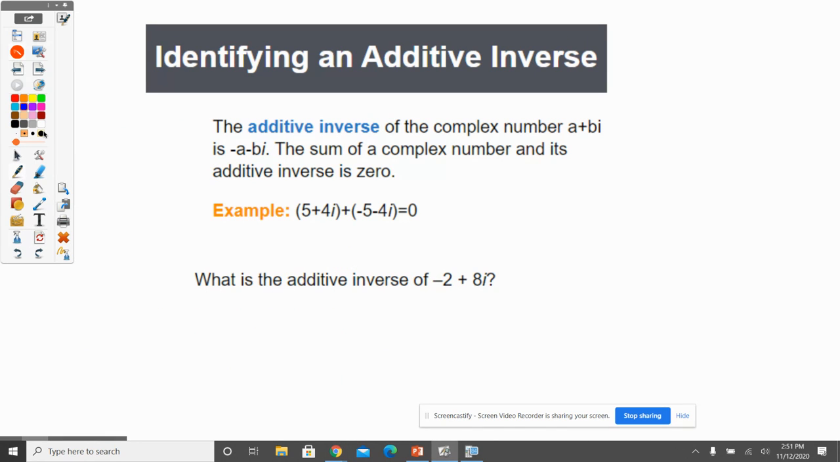Okay, what is an additive inverse? Additive inverse is what gets us to 0. So you're going to take the opposite of the real part and the opposite of the imaginary part to get to 0. So the additive inverse of negative 2 plus 8i, well, what would get rid of the real parts? That would be 2. What would get rid of the imaginary part? That would be a negative 8i. So 2 minus 8i would be the additive inverse. And when you add them, you'll get 0.